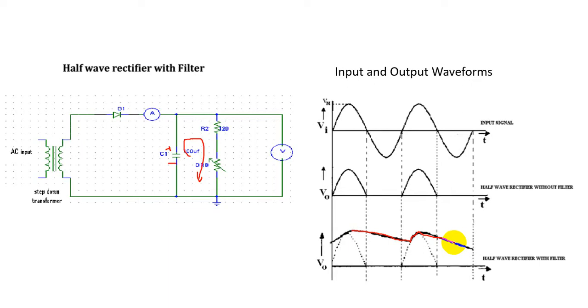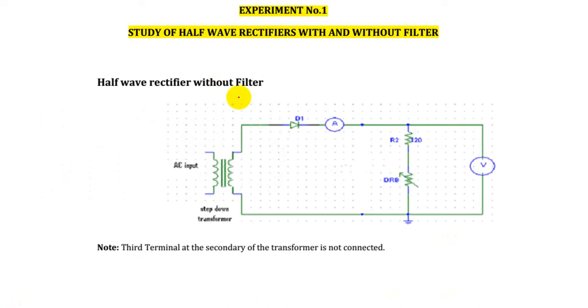So for these two circuits, with and without filter, we are going to verify the waveforms. Once the waveforms are verified, we are going to find out the performance factors. First, without filter we will find the performance factors. In this circuit, initially keep the DRB at minimum position and take the resistance as 120. For 120 ohm resistance, we want to note down the input peak signal Vm. Then we need to note down the IDC, the current through the ammeter.